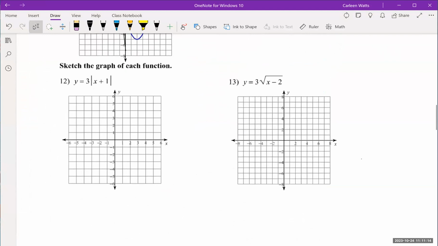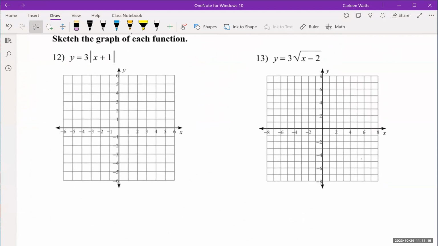Okay, graph. We did these last week. Let's see what you remember.